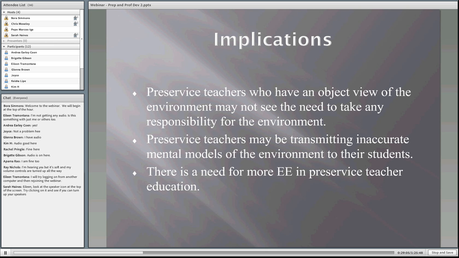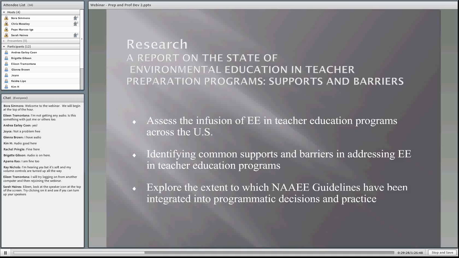So the implications we're looking at are that if pre-service teachers have an object view of the environment, then they may not feel a need to take any responsibility for the environment. Pre-service teachers may be transmitting inaccurate mental models of the environment to their students. And the most critical implication is that there's a need for more EE in pre-service education.